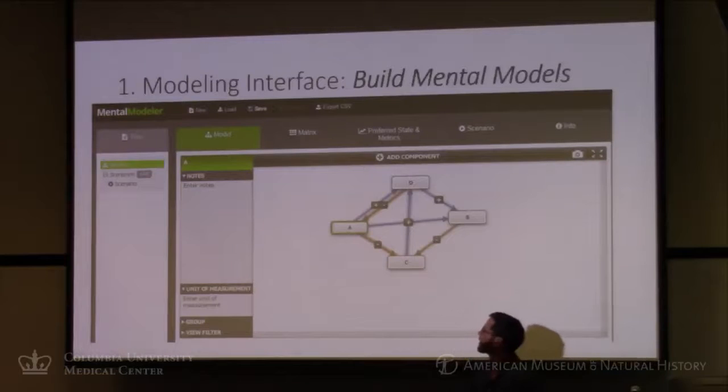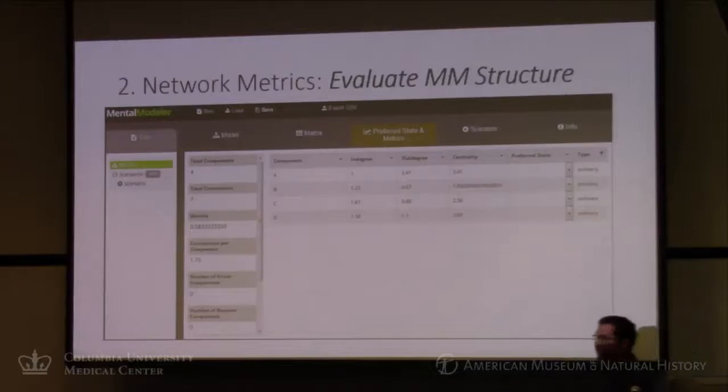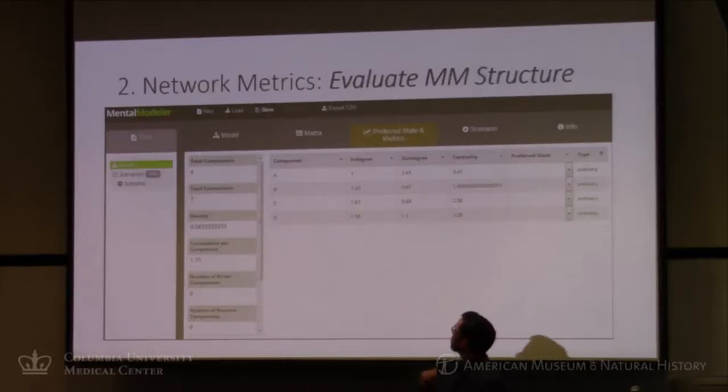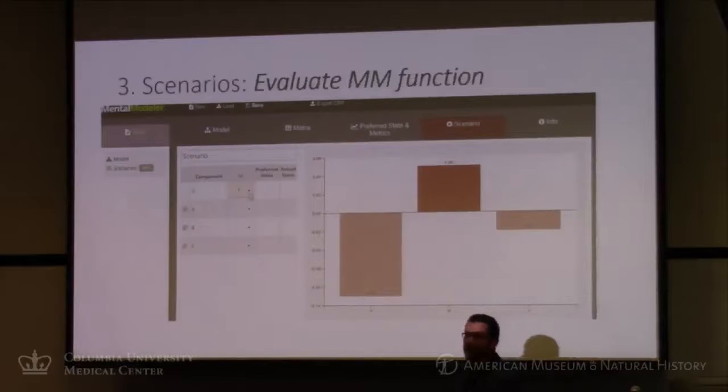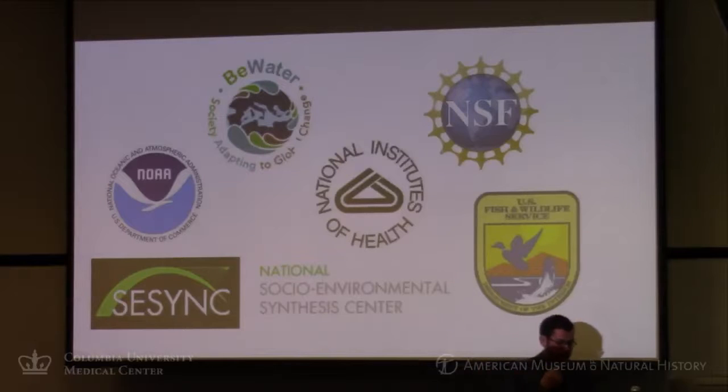The software translates these models into network metrics based on the weights that students assign on those relationships. And so it automatically generates a view of which are the most important components, the most central components, which are the driving factors, which are the receiving factors. And it automatically generates a lot of information about the model as students put them together. And as I mentioned, you can increase or decrease any of the components that you represented to look at the system state output.